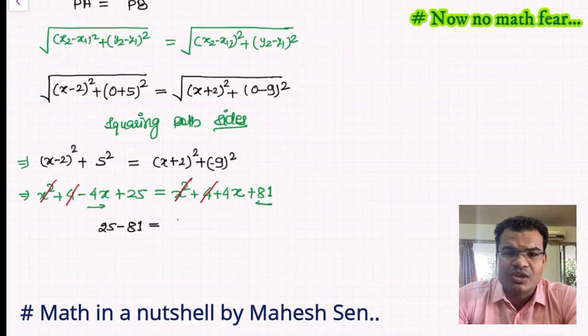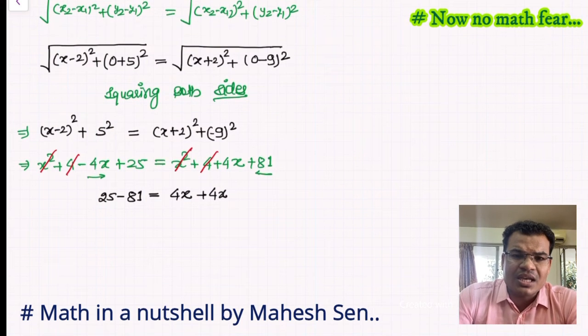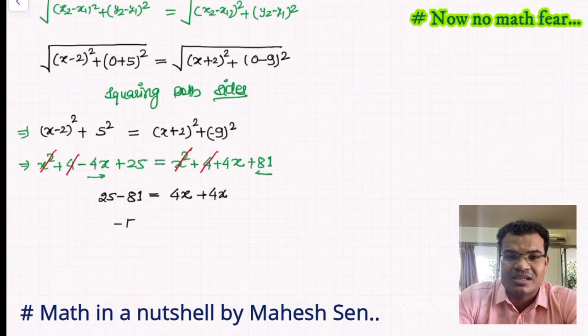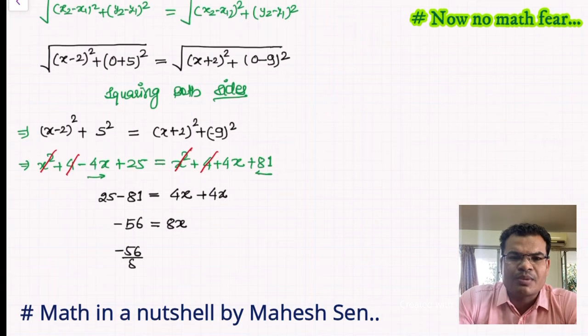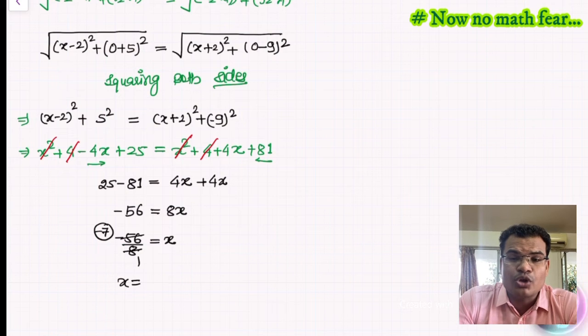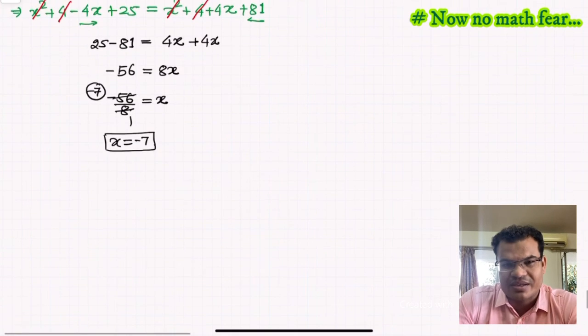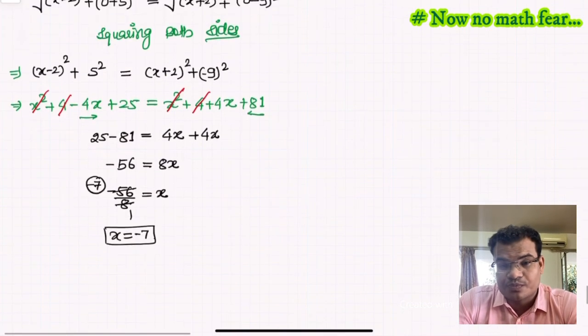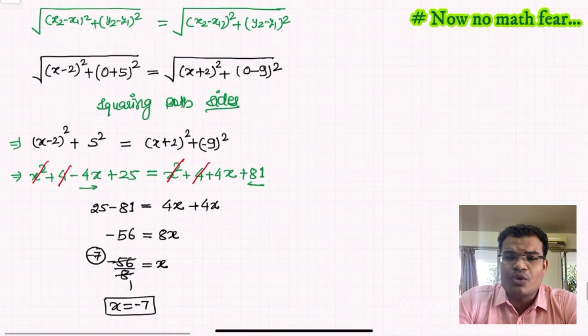So 25 minus 81 is equal to 4x plus 4x, which is 8x. 25 minus 81 will be minus 56, because 81 minus 25 is 56. So minus 56 equals 8x. I want the value of x, so it will be minus 56 upon 8 equals x, and 8 sevens are 56. So this is minus 7, the minus sign is also there. So x is minus 7, and our point is x comma 0, so basically our point will be minus 7 comma 0.